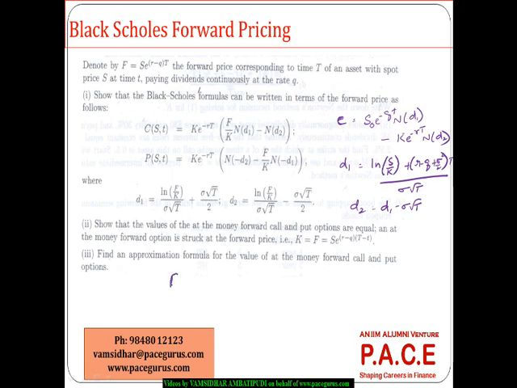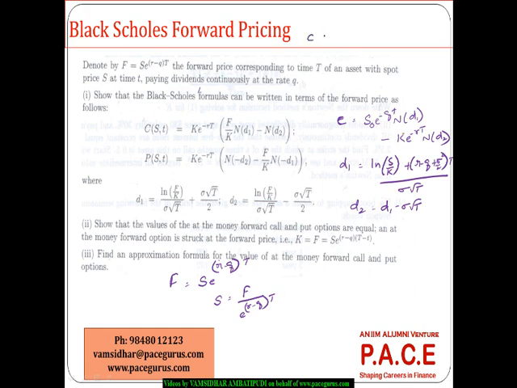Now what we are saying is, if I am saying F is the spot price times e to the power of (r minus q) times T, then wherever I am having S, I'll replace it as F by e to the power of (r minus q) times T, to simplify the stuff.